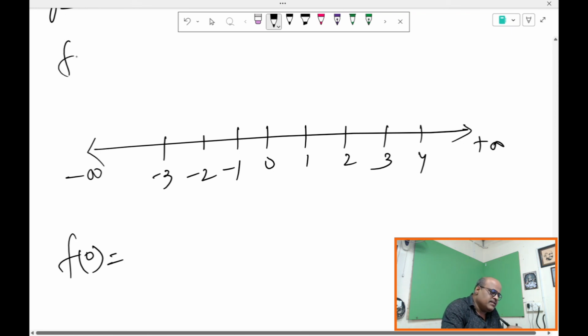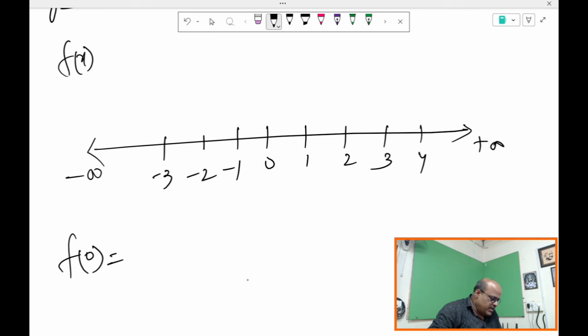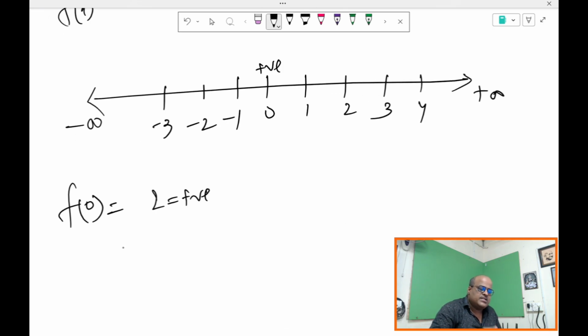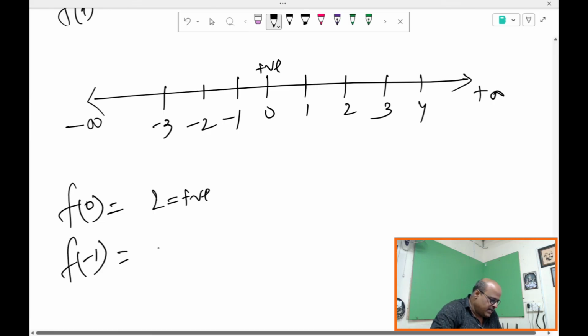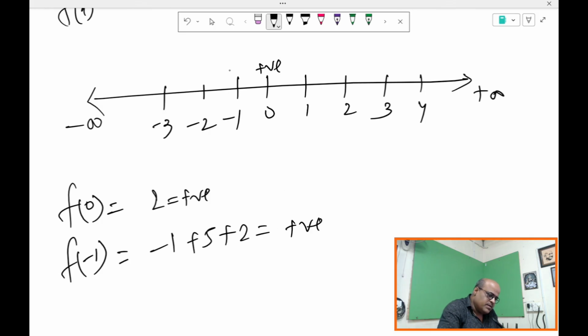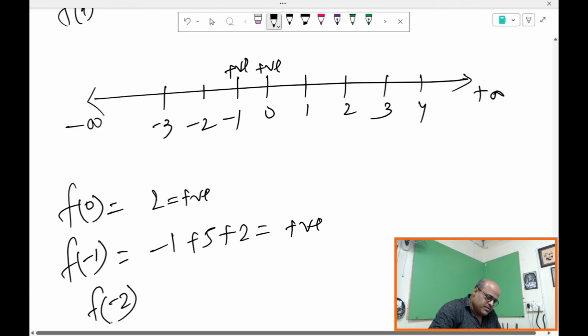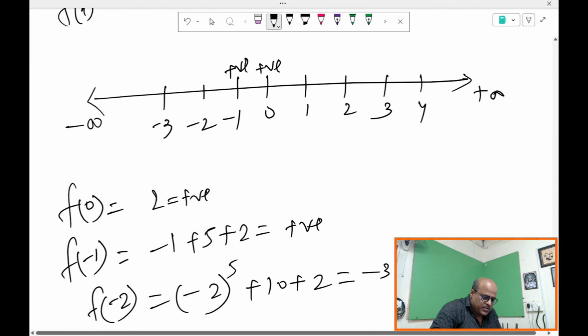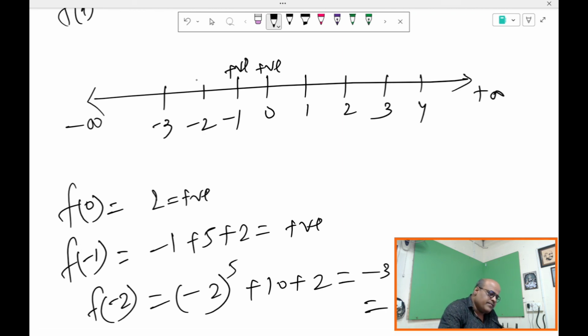The polynomial is what I have written here. So f of 0 will be 2, so positive. We'll try the negative side first, because if we get one minus here, one root is confirmed. What will f of minus 1 be? Minus 1 plus 5 plus 2, positive. And f of minus 2: minus 2 power 5 plus 10 plus 2, negative will come, because this is minus 32 plus 12, negative. Finish. So one positive and one negative we got on the negative side, so one root must exist between them.